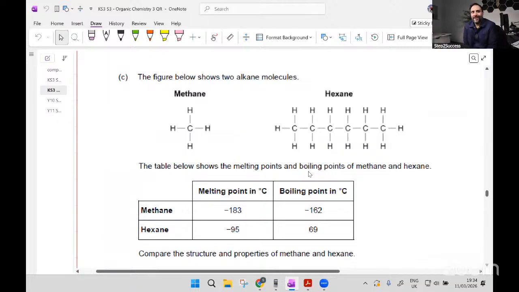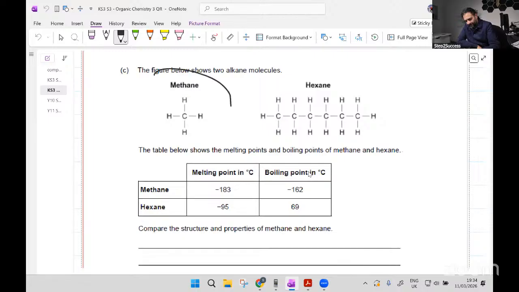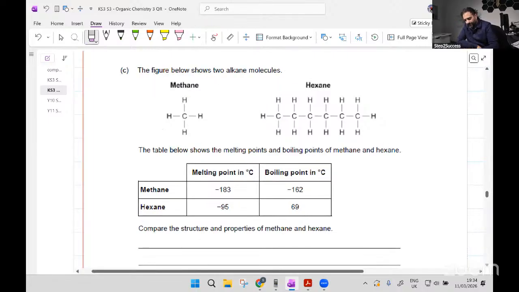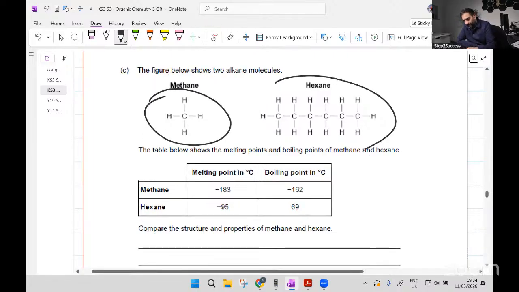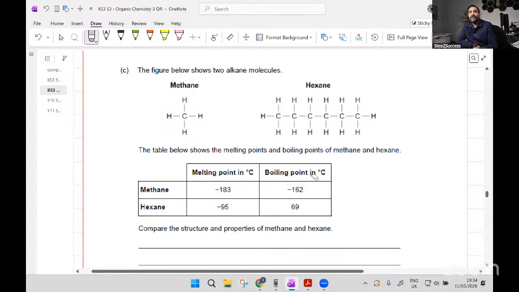So it says, compare the structure and properties of methane and hexane. Right, we've got this thing called methane, we've got this thing called hexane, okay? It's drawn them out for you, which is a clue as to what you need to say. It's also told you the melting and boiling points of methane and the melting and boiling points of hexane. You should be able to look at these numbers and realize that one is bigger than the other. This number is bigger than this number because it's less negative. This number is bigger than this number.